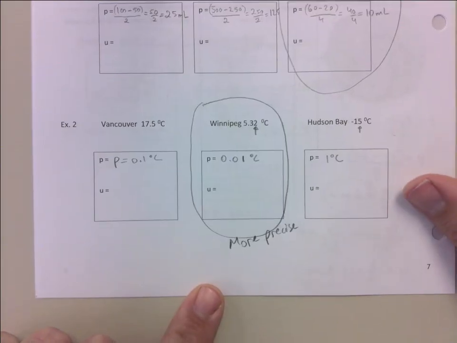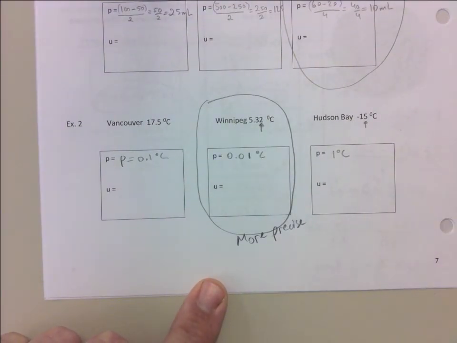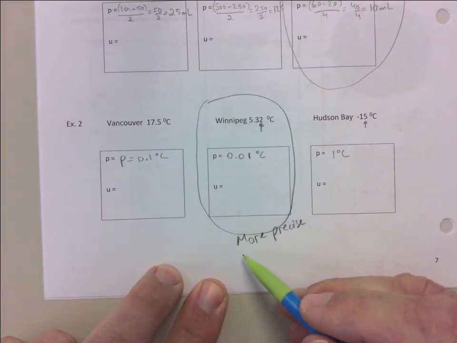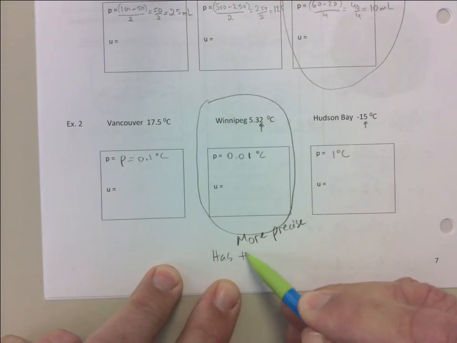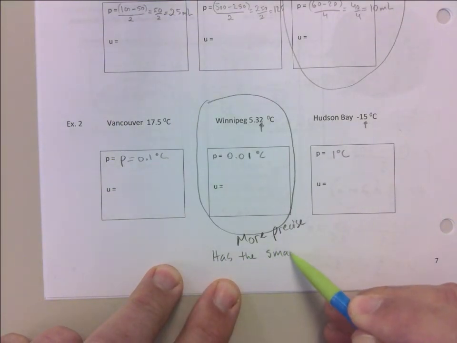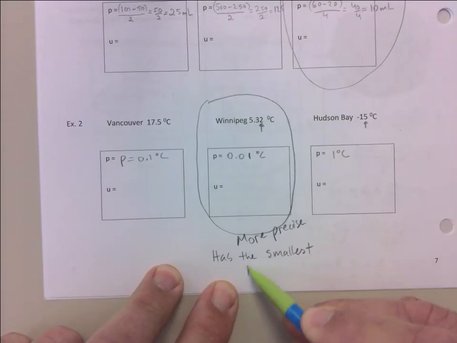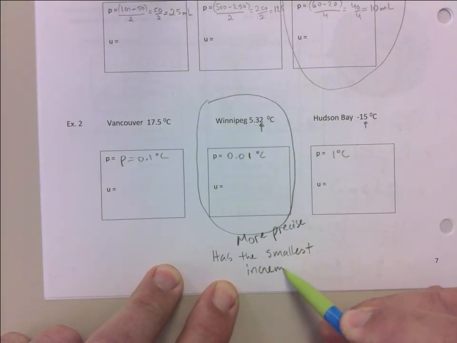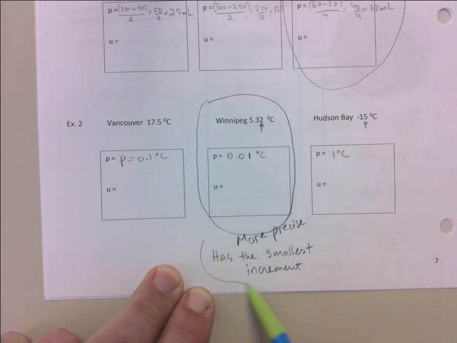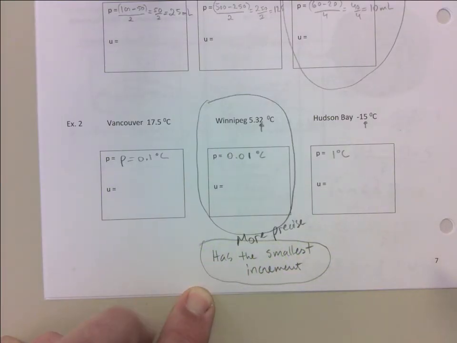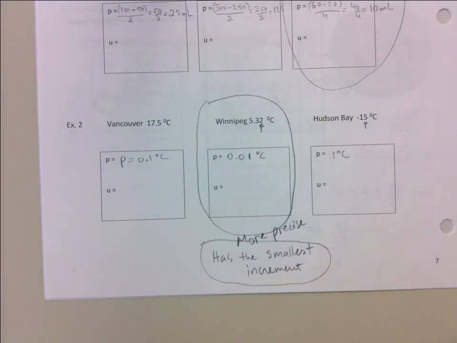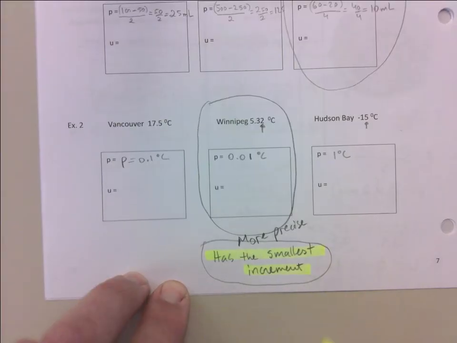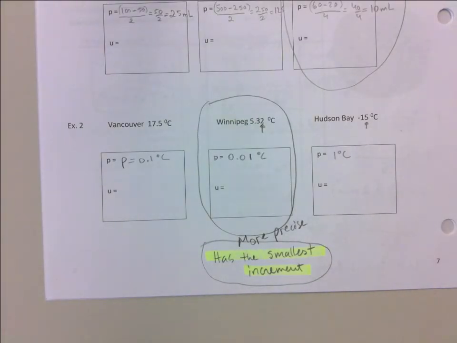If they ask you why, I will say it has the smallest increment. Has the smallest increment. Right? At least write down that it has the smallest increment. That's why you chose that one, if they ask you to explain.